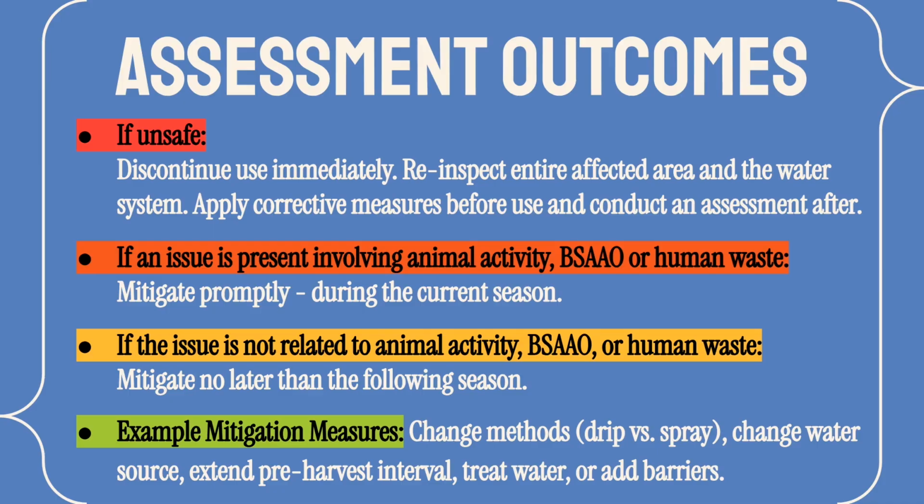Red is high risk and needs an immediate corrective action. Orange is medium to high risk, requiring mitigation during the current season. And yellow is a medium risk requiring changes no later than the following season.